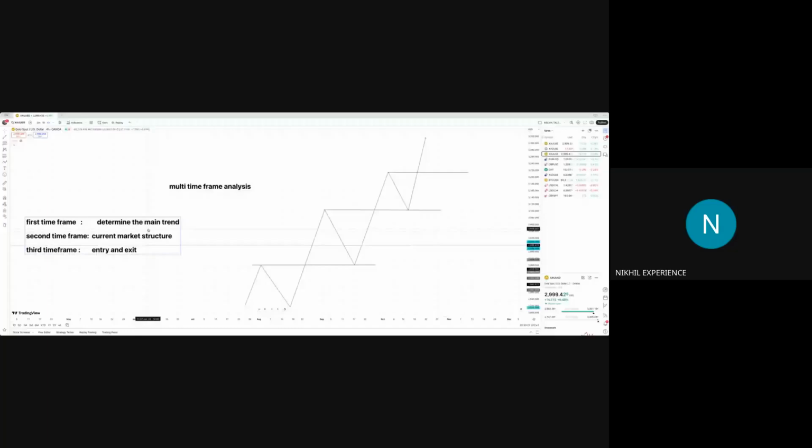Now, that is how you determine the main trend. Then you go down to a lower time frame. The reason I'm not mentioning a particular time frame now is so I don't get you guys confused yet. Then you go down to a lower time frame that is much lower than this particular first time frame. Now, what are you looking for? You are looking for the current market structure.